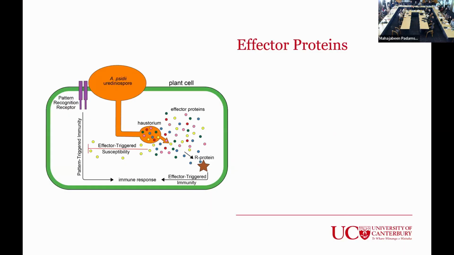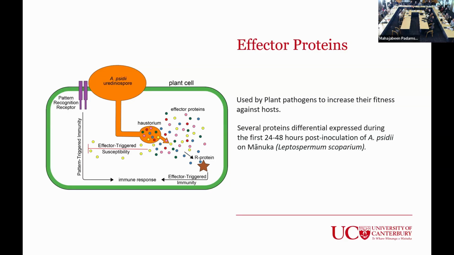So, a recap on what effector proteins actually are and what we think they are. We know that they are used by pretty much all plant pathogens to increase their fitness against hosts. They manipulate the host plant's defenses and also cellular processes to increase their own fitness so that they can reproduce and then box spores and go again, in the case of Australasian psidii. As Grant mentioned, we've found several of these genes that are expressed during the early stages of infection, and what I'm trying to figure out is what these proteins are and what they're doing.